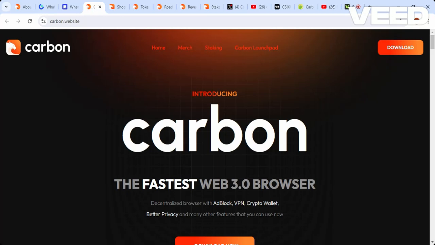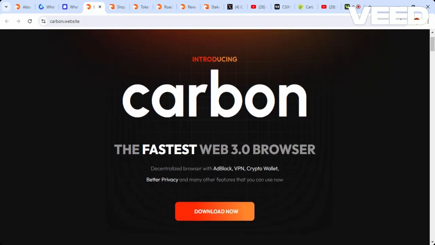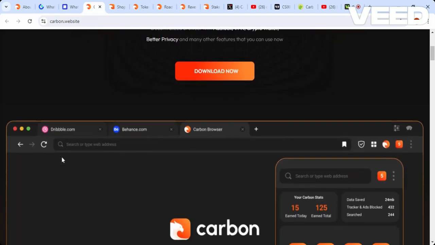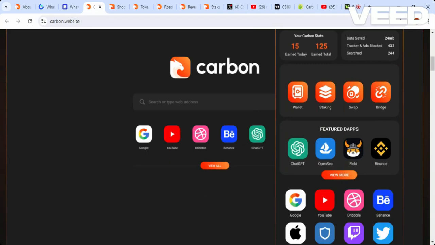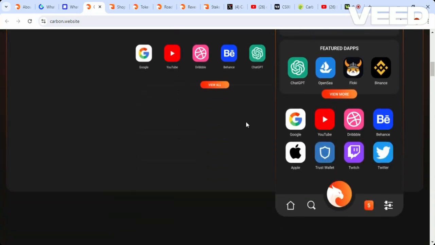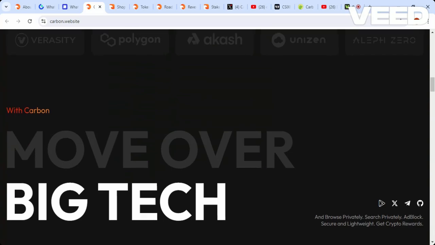So this is what we call the Carbon browser page. This is the website. You can download it right now. One of the things is that Carbon browser is now available on Chrome. It now has a Chrome extension, and this is the browser. This is how the browser looks. So you can be able to see.